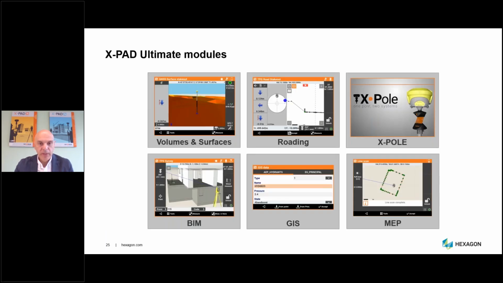So after seeing the most important features available in XPAD Ultimate, we can now see the main modules available. The first one is volume and surface. This module allows you to import surfaces in different formats, DXF, LandXML, for example, but also to create new terrain surfaces using the points and the lines collected in the field. These surfaces can be used for volume calculation. So you can perform volume calculation directly in the field, knowing exactly what the volume of the excavation is in real time. And surfaces can be used for the stakeout.